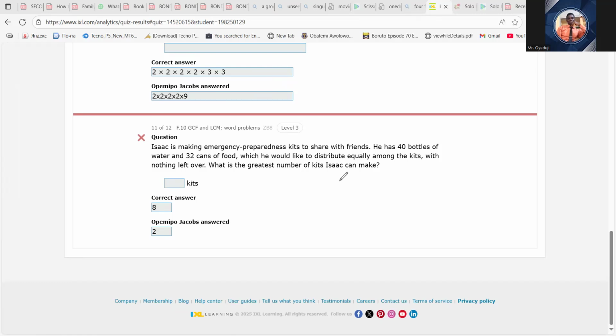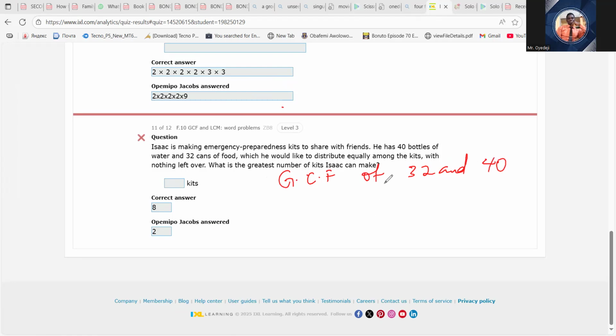So we need to look for a number that fits both 40 and 32. That means the combination of how many of the 40 bottles can be in a group and how many of the 32 cans can be in a group. Since he wants to share it equally, what we have to do is just look for the GCF. Yes, we look for the GCF of 32 and 40.